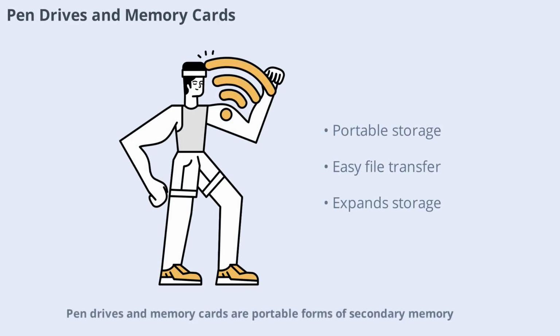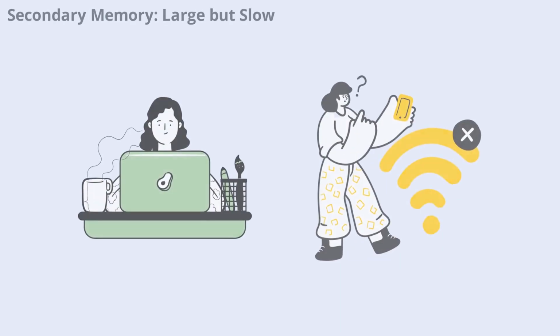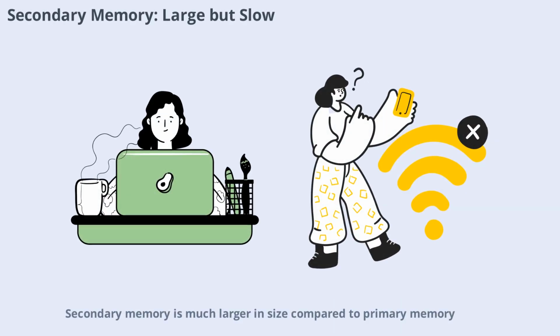Pen drives and memory cards are portable forms of secondary memory. They're perfect for transferring files between devices or expanding your computer's storage. These devices are small, lightweight, and easy to use, making them a convenient option for students, professionals, and anyone on the go. Secondary memory is much larger in size compared to primary memory.